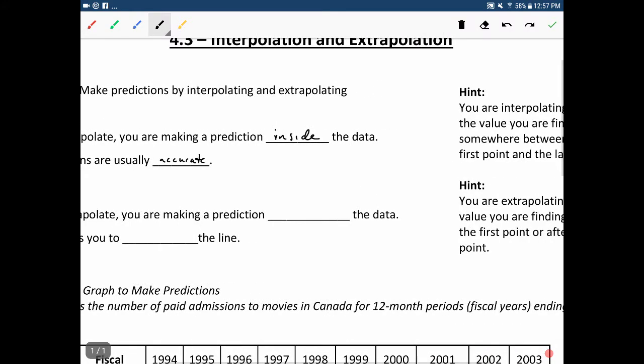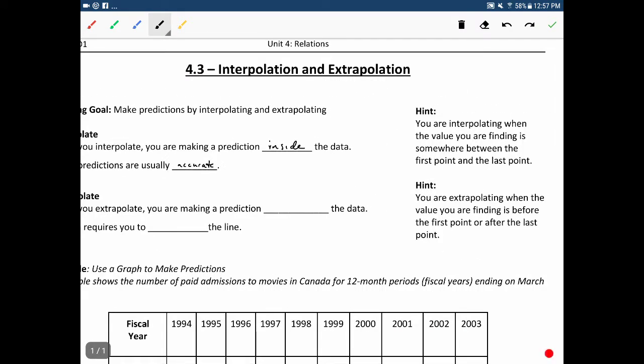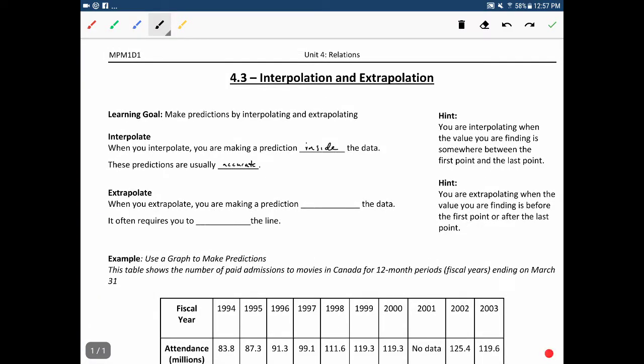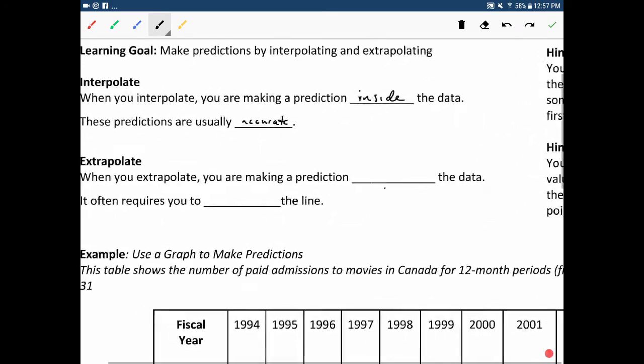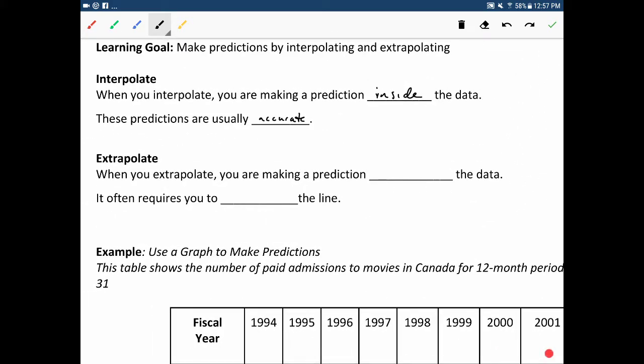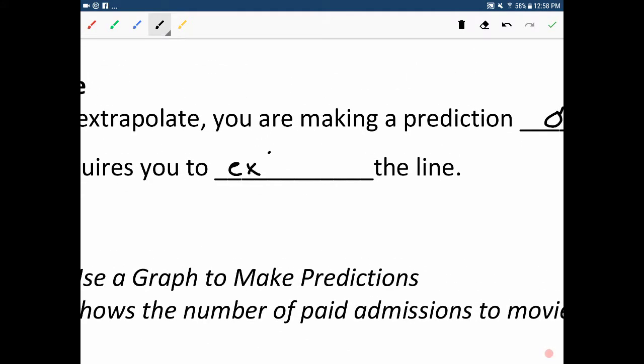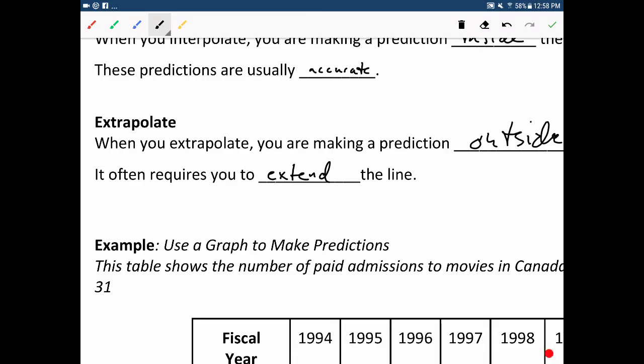So you are interpolating when the value we're finding is somewhere between the first point and the last point, okay? Extrapolating, which is our hint here, is when we're predicting a value before the first point or after the last point. So this is when you are making a prediction outside of the data. It often requires that you extend the line, and this is referring to the line of best fit or the trend line.